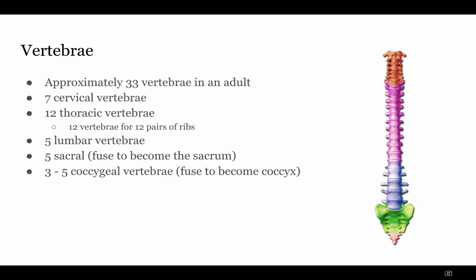The vertebral column is made up of 33 vertebrae. There are 7 cervical vertebrae, 12 thoracic vertebrae. Note that there are 12 thoracic vertebrae for each pair of ribs that we have in our rib cage. There are 5 lumbar vertebrae, 5 sacral vertebrae, and these sacral vertebrae fuse to become the sacrum. And there are 3 to 5 coccygeal vertebrae which fuse to become the coccyx, otherwise known as the tailbone.